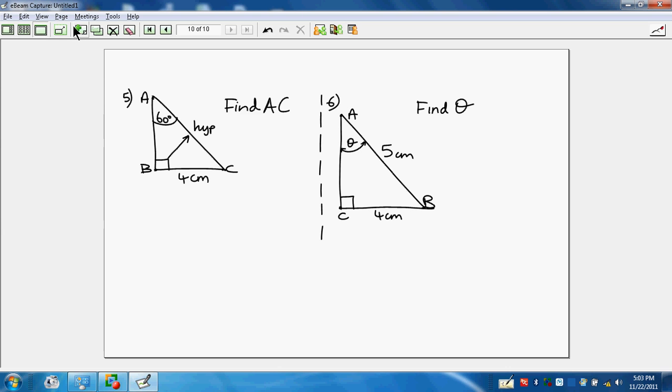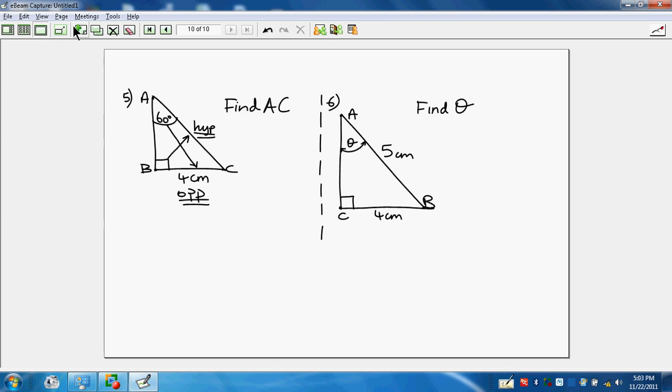Again, we have to make a decision whether we are going to use sine, cosine, or tan. So we ask ourselves, what is it that we have? And what is it that we want to find? We have 60 degrees, which is an angle. So we have theta. We have a side that is opposite theta. We have that length, 4 centimeters. So we have opposite, right? That's what we have. And we want to find hypotenuse, which is AC.